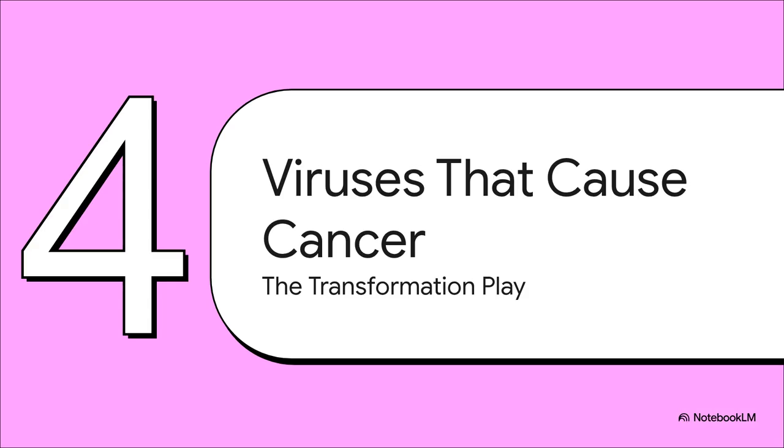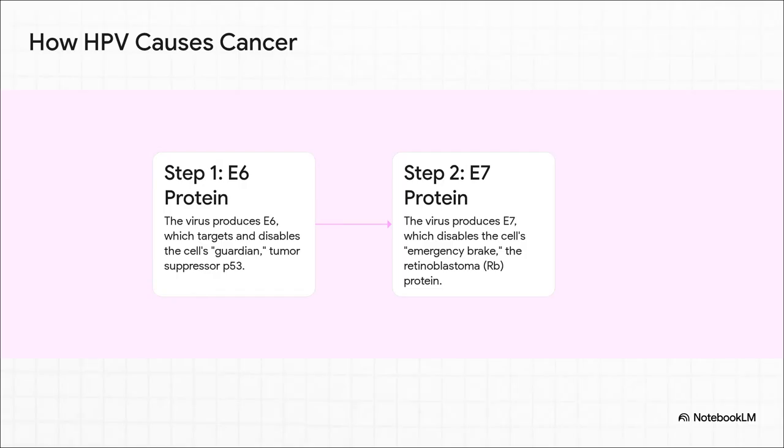And that brings us to what is maybe the most dangerous viral strategy of all: oncogenesis. This is when a virus doesn't just kill a cell or hide in it, it transforms it, pushing it down the path to becoming cancerous. Human papillomavirus, or HPV, is the textbook example here. It launches this two-pronged molecular attack.